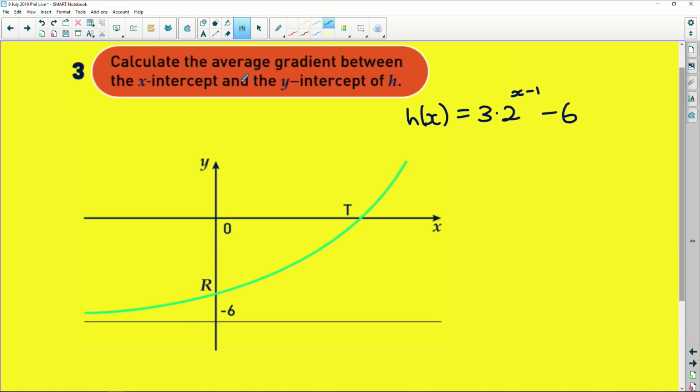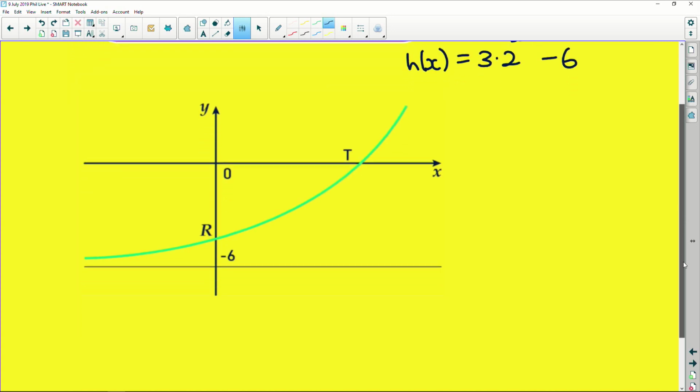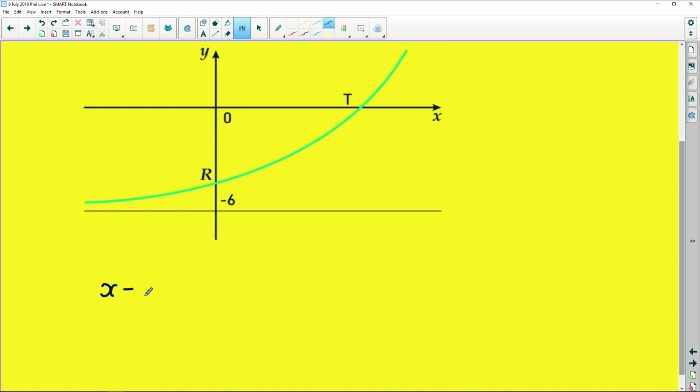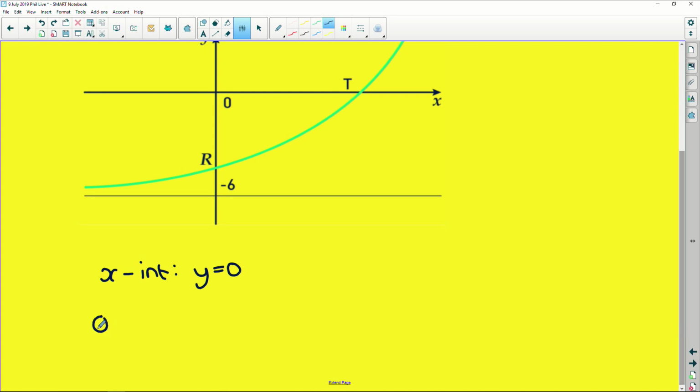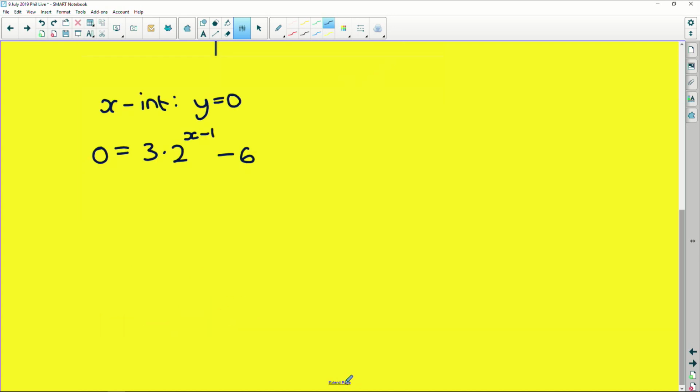Thirdly, it says calculate the average gradient between the x-intercept and the y-intercept of h. So firstly, we need to find those intercepts. For the x-intercept, we make y equal to 0. So that simply means that 0 is equal to 3 multiplied by 2 to the power of x minus 1, minus 6. That means that 3 multiplied by 2 to the power of x minus 1 is equal to positive 6 if we take this 6 to the other side of the equality. And now if we divide both sides by 3, we get 2 to the power of x minus 1 is equal to 6 divided by 3, which is 2.